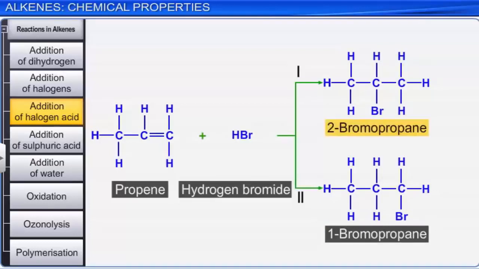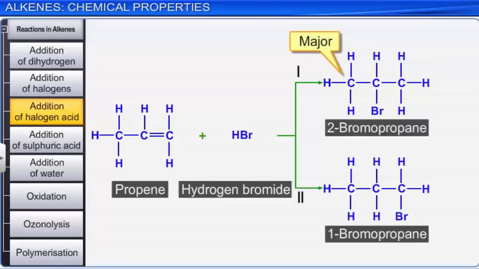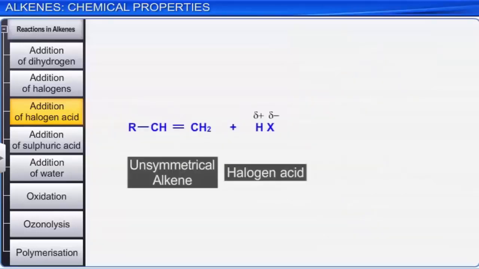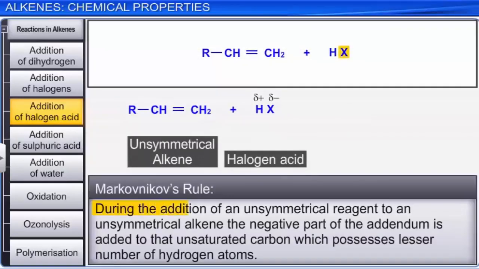This is in accordance with Markovnikov's rule, which states that during the addition of an unsymmetrical reagent to an unsymmetrical alkene, the negative part of the addendum is added to that unsaturated carbon which possesses lesser number of hydrogen atoms.